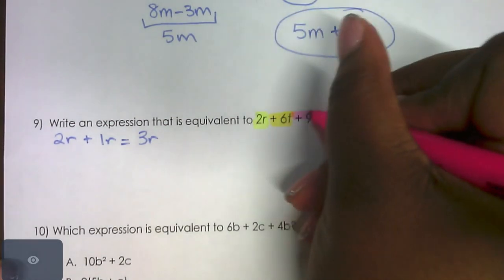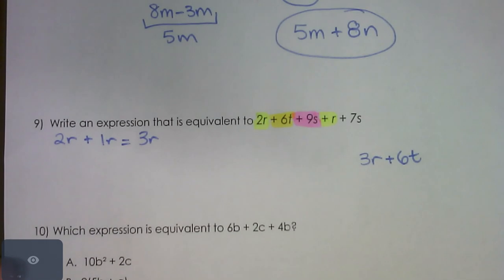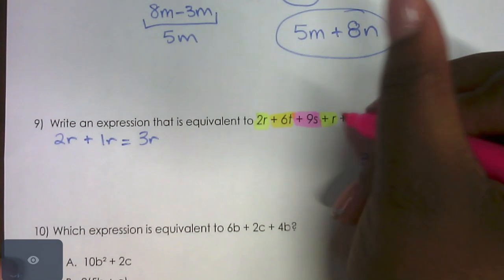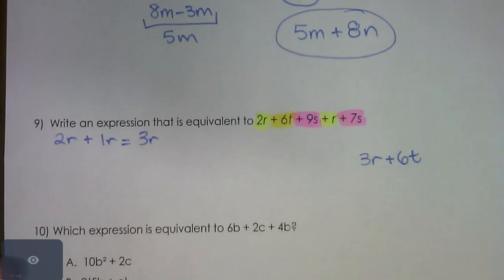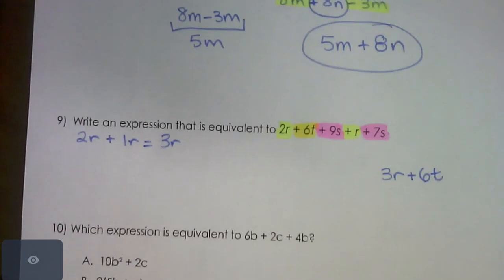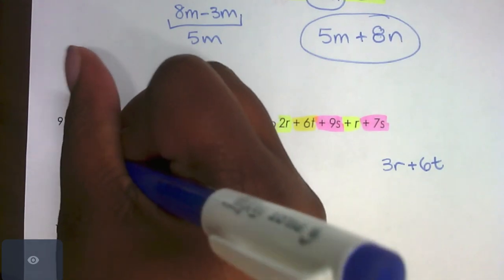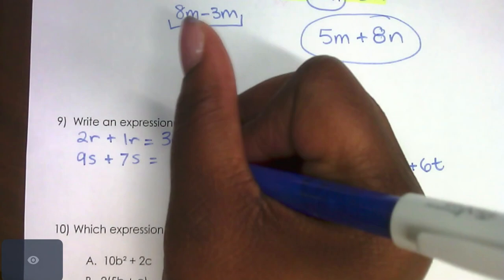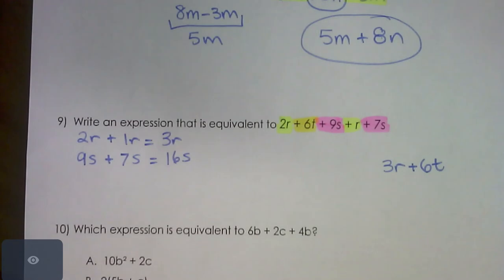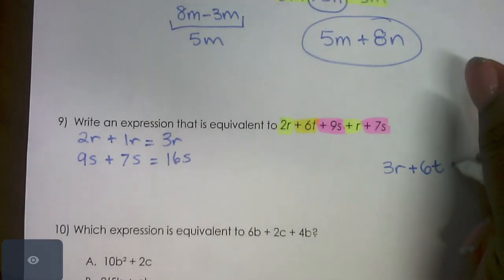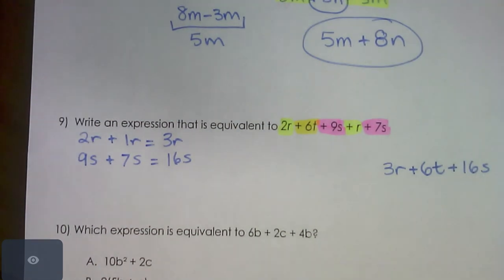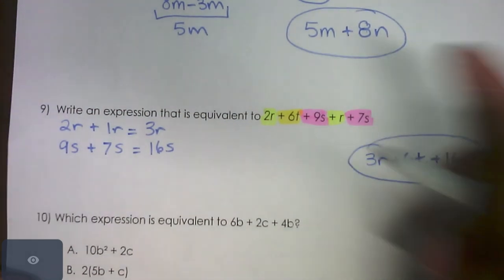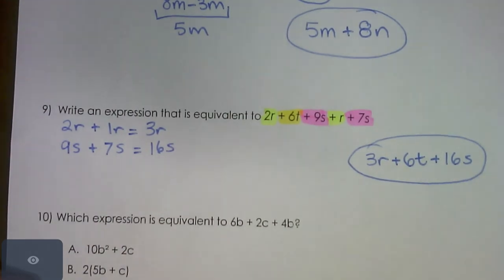Let's look at the next term, plus 9s. So I'm looking to see, do I have another term that matches it? And I do. It says plus 7s. So let's bring that over here. So I have 9s plus 7s, and that equals 16s. So I am adding that 16s to my final summary. So my final answer is 3r plus 6t plus 16s.